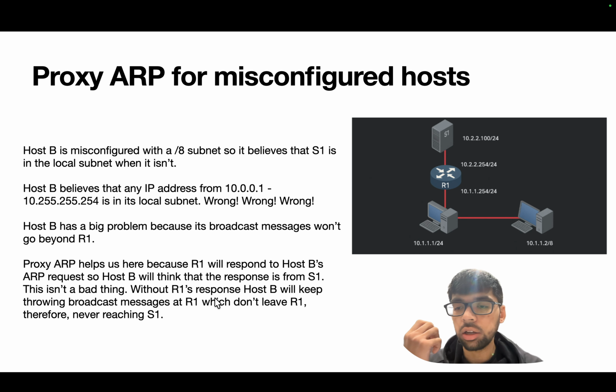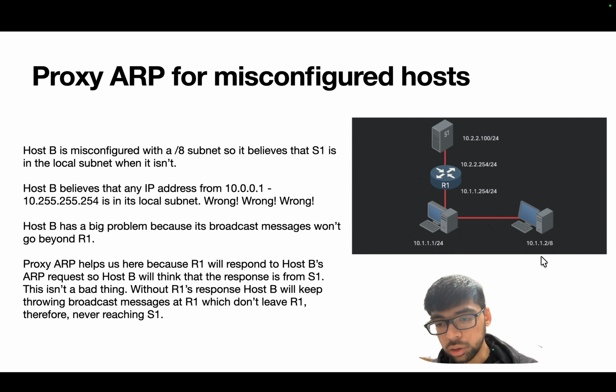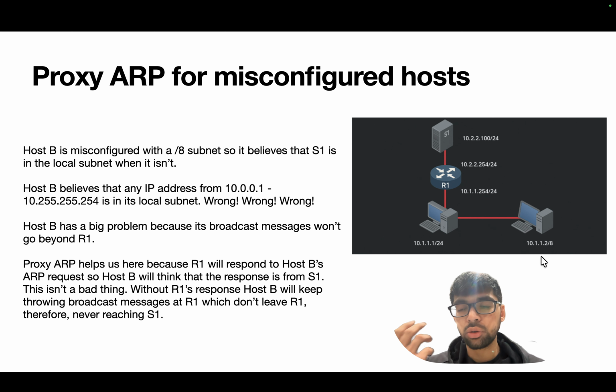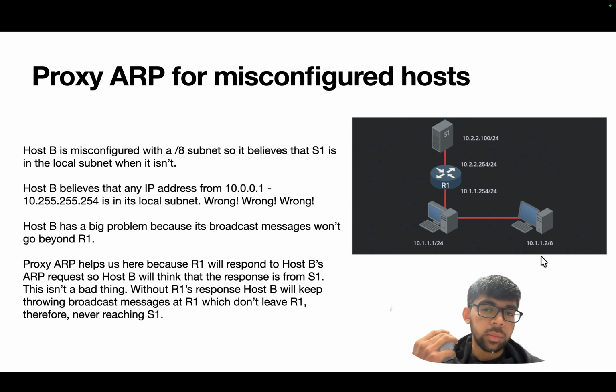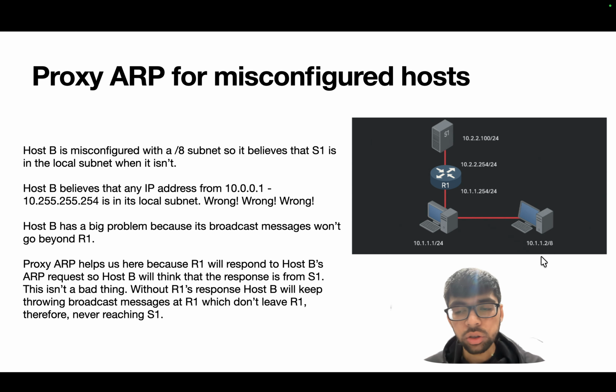And similarly here, because of this misconfigured subnet mask, host B keeps banging on the door. Router 1 doesn't respond. There's no communication. But because Router 1 responds to that ARP request, Router 1 will kind of be like, okay, I'm S1, so you can send everything to me, and Router 1 makes everything work. So proxy ARP is really, really cool.